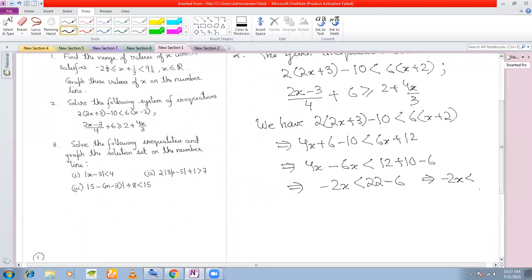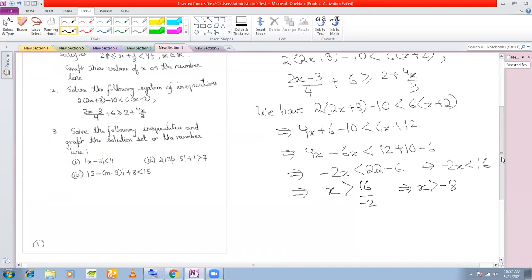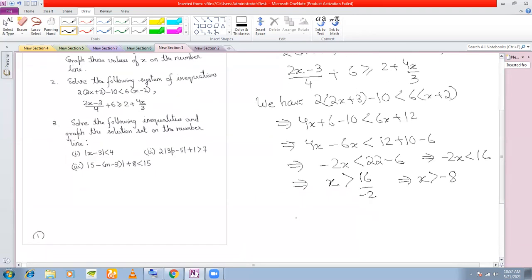22 minus 6 is how much? It's 16. That means now we need to divide both sides by minus 2. Therefore the inequality sign will reverse. So we're getting x greater than minus 8.